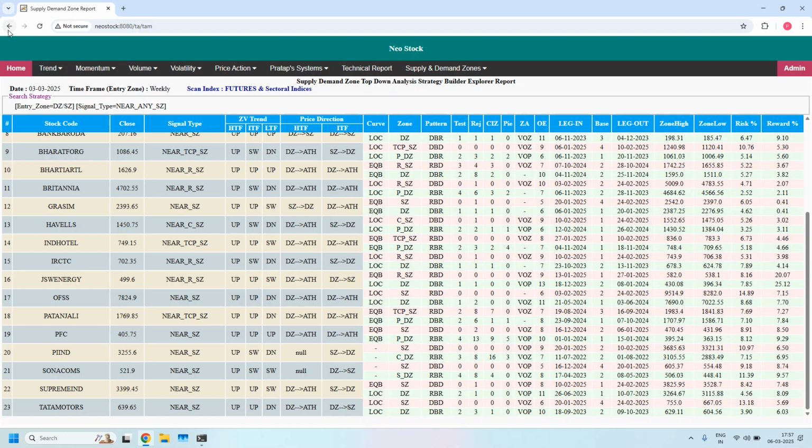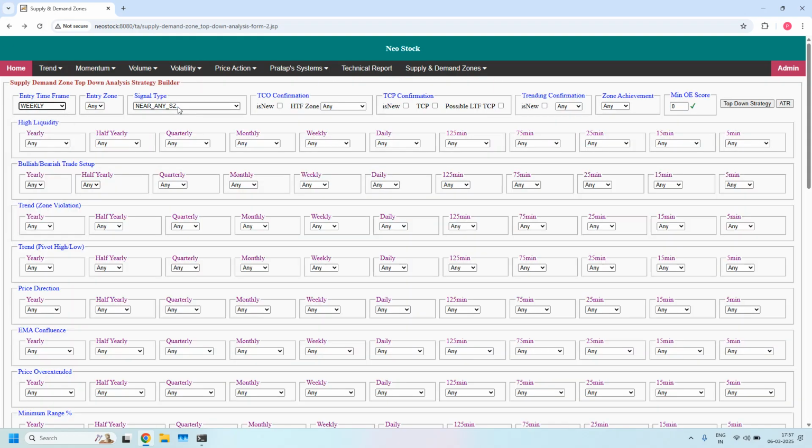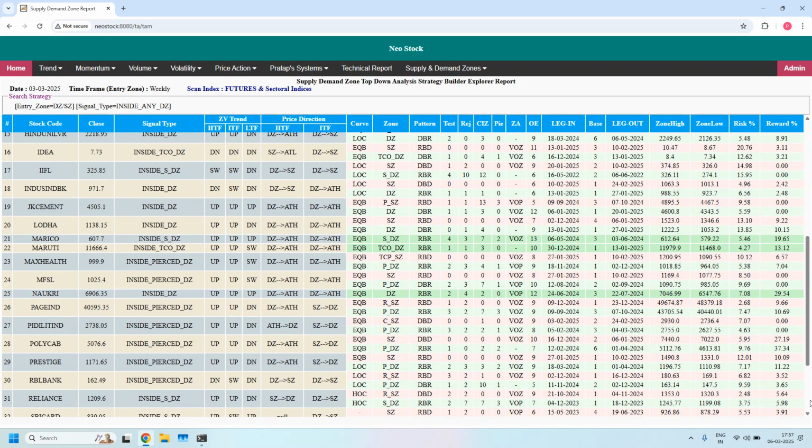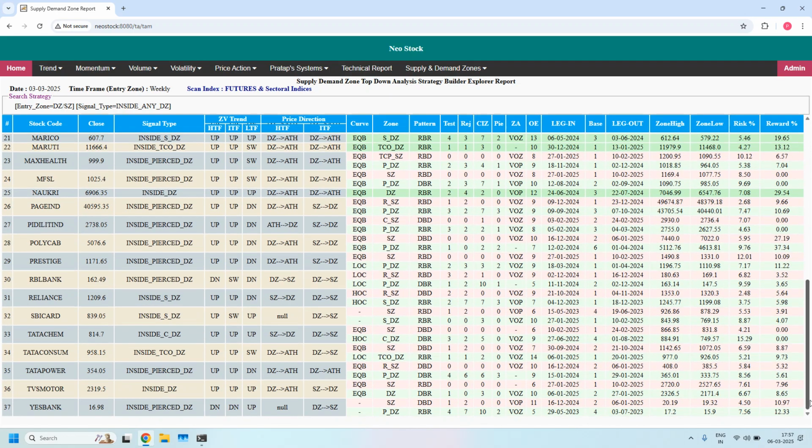Okay, next. Weekly time frame, price closed inside the weekly demand zone. First 15 stocks in the list, we got the big list. I'm scrolling the list down. So total 37 stocks are filtered. Price closed inside weekly demand zone.